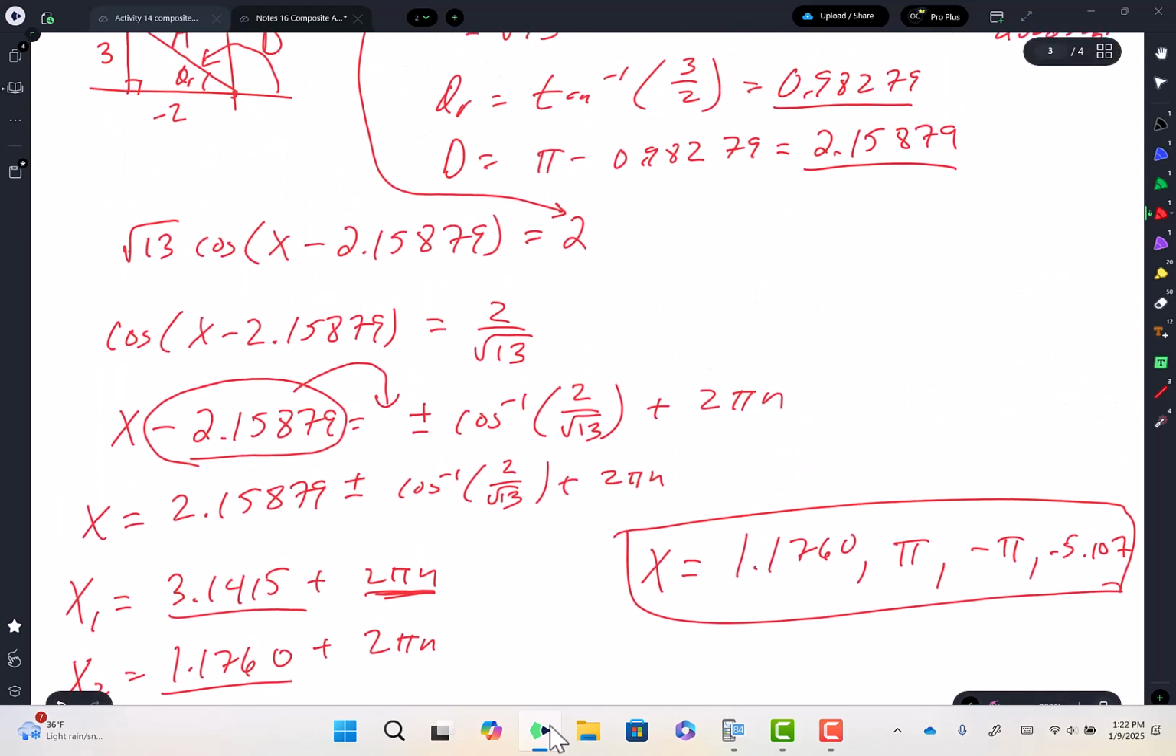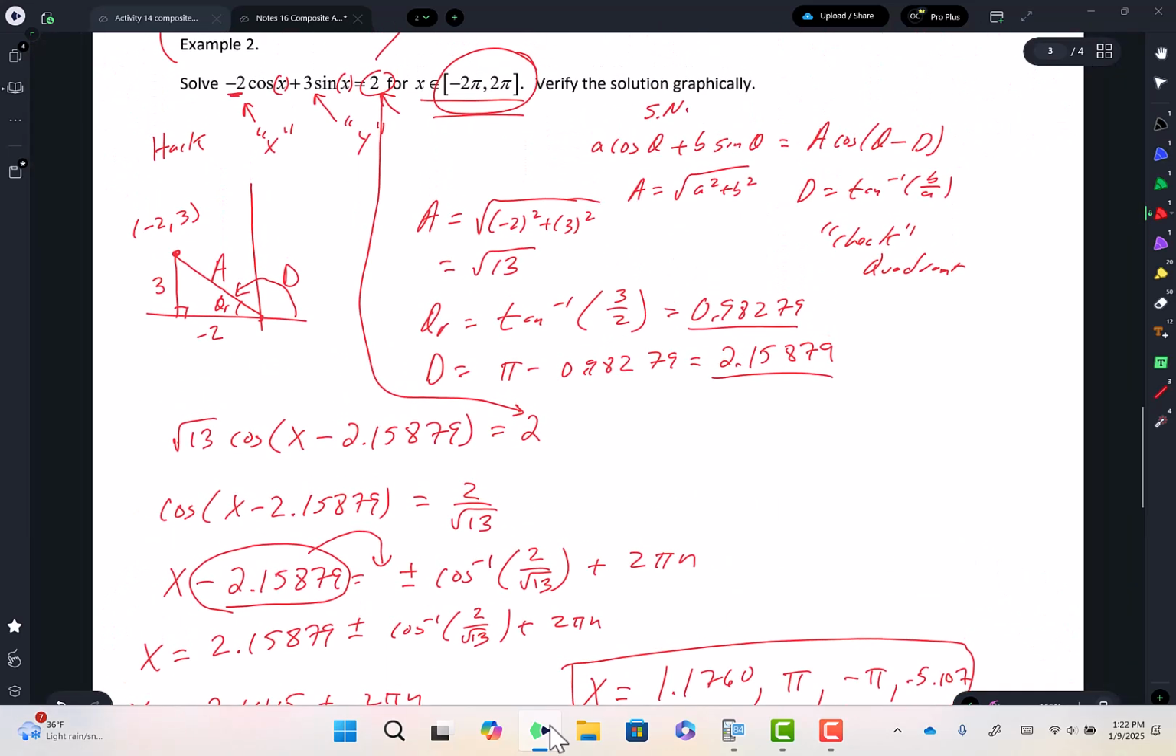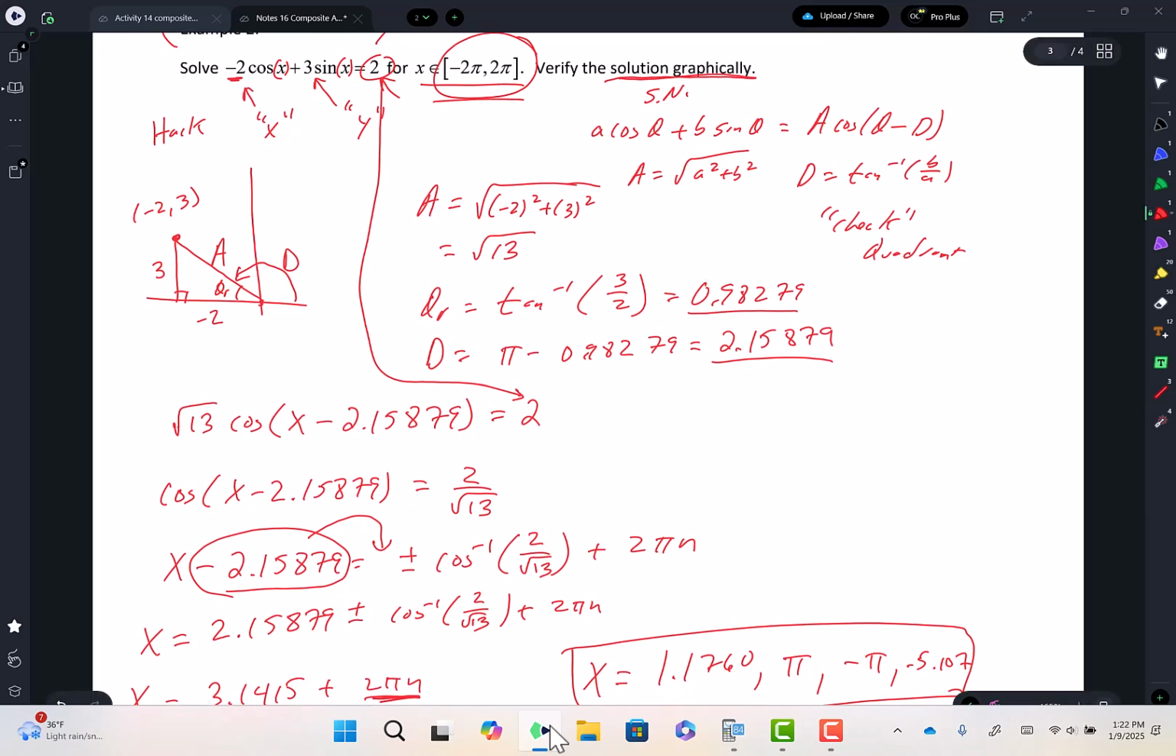I know, guys, this can be brutal, especially coming back from a long break. It says to check the solution graphically. So let's check the solution graphically. I'm just going to type this equation into y1.